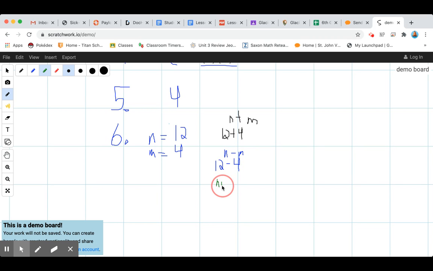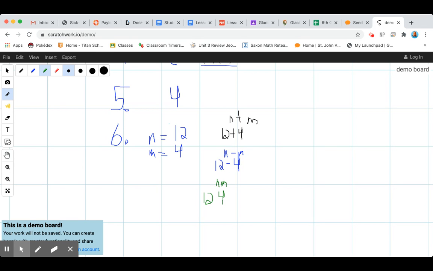So whenever we have variables that are written right next to each other, it's implied that they're being multiplied. Since they're variables, we don't need to include any multiplication sign. But when we replace them with number values, we will need to include a multiplication symbol. So n is 12, and m is 4. So the common mistake to make here would be to just say, oh, it's 124.